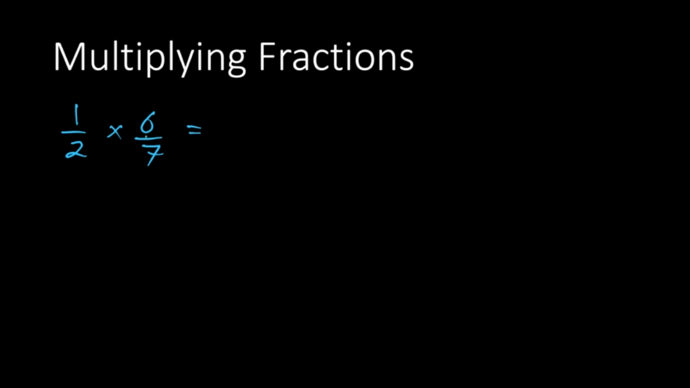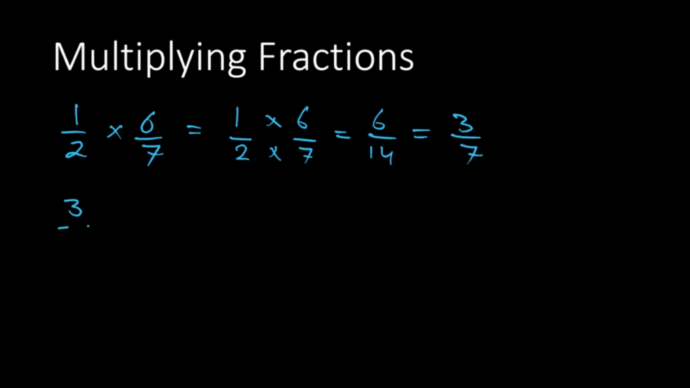So it's quite simple. You times the numerators by the numerators and the denominators by the denominators. So 1 times 6 equals 6, and 2 times 7 equals 14. And you can also simplify the answer at the end, so 3 over 7, by dividing both by 2.